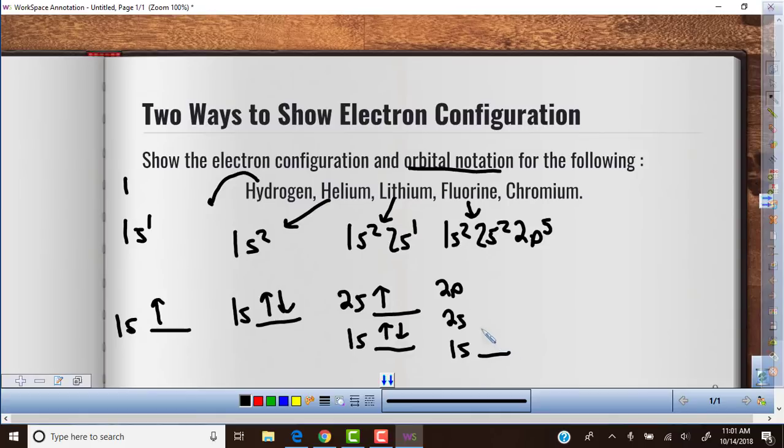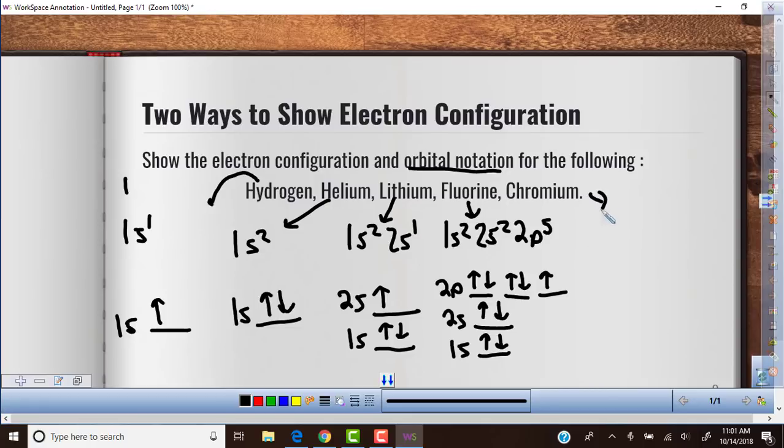Remember, this has 1 orientation, 2 orientations. Remember the p, though, 1, 2, 3 orientations, because it can hold a maximum of 6 electrons. So up, down, 1, 2, 1, 2. And remember, this is going to be 5. So 1, 2, 3, 4, 5. I would get in the habit of writing them. Write your up arrows in each orbital before you write your down arrows. It'll make a lot more sense.